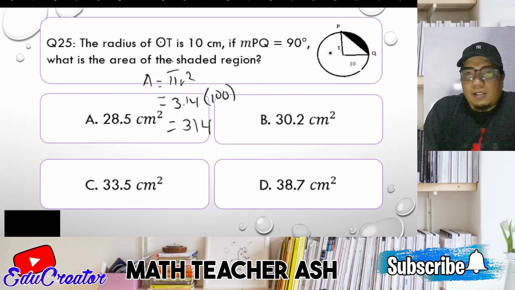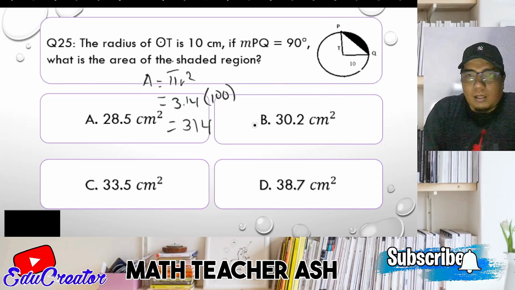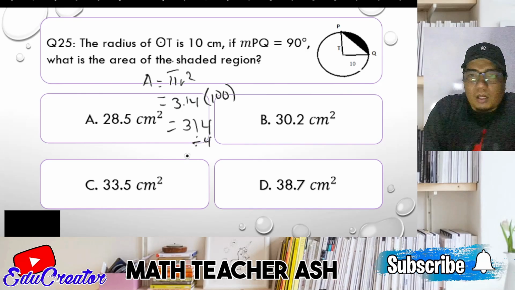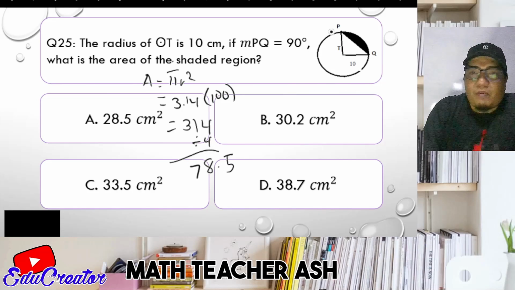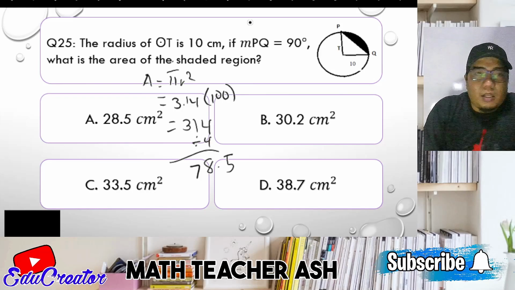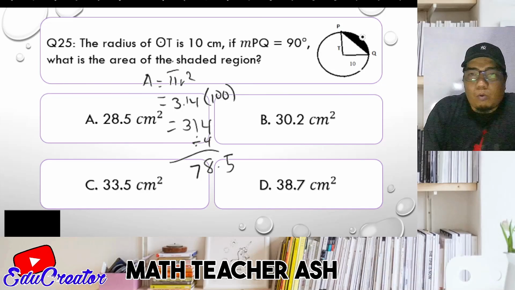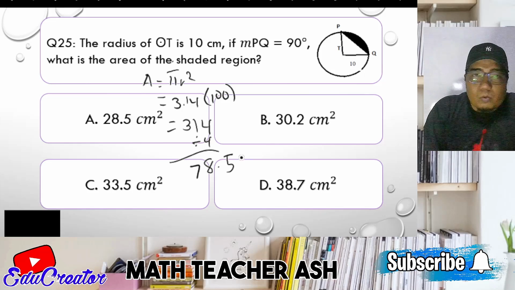So since this circle is 314, 1/4 lang ang pinag-uusapan natin dito. So if that is the case, then we divide this by 4. So, 31 divided by 4, that is 7. Tapos, meron pa siyang remainder na 3. So, 34 na naman yon. So, that is 8. Parang pareho lang ito kanina. Tapos, may decimal pa na 2. So, 78.5. So, 78.5 ang 1/4. However, yung shaded region lang ng area ang pinag-uusapan. So, itong buong 1/4 na ito, that is 78.5 square centimeters.